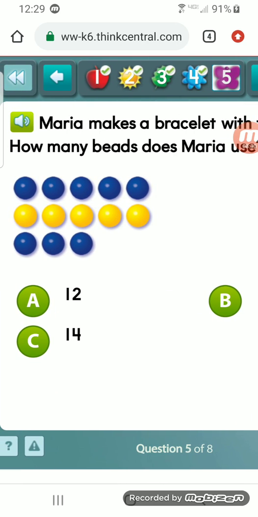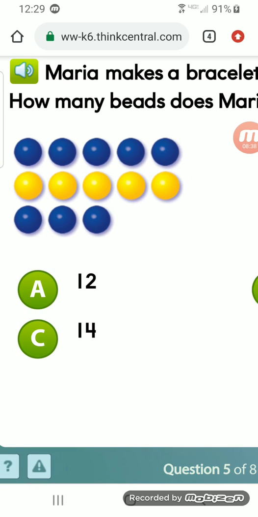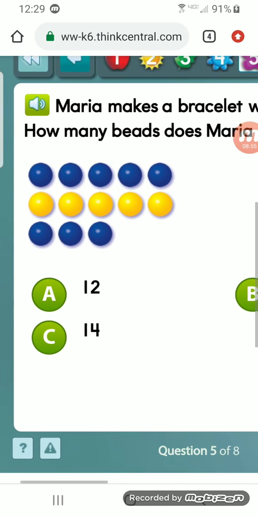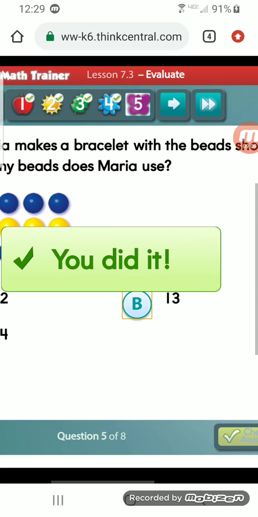This one says, Maria makes a bracelet with these beads. How many beads does Maria use? So touch and count those beads. When I counted, I saw that Maria used 13 beads to make her bracelet. My choices at the bottom are A is 12, B is 13, C is 14. We counted 13, so I'm going to choose B. Let's check our answer. You did it! Good job.